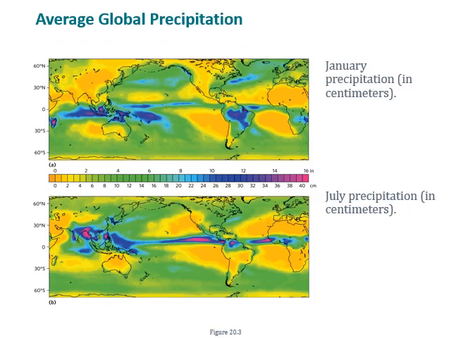Average global precipitation is also related to seasonality and shows a difference between summers and winters. January shows precipitation in centimeters on the top, and July precipitation in centimeters on the bottom. Looking back to some previous lectures, you'll notice that the El Niño Southern Oscillation has a lot to do with differences in precipitation in the Pacific Ocean and controlling global weather patterns.